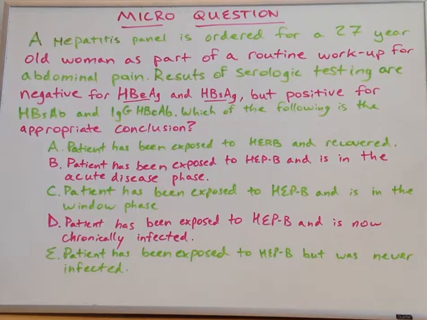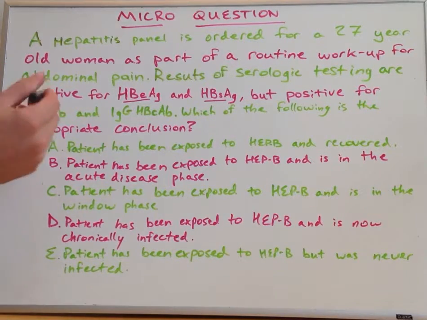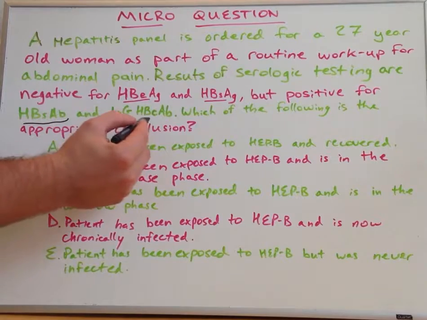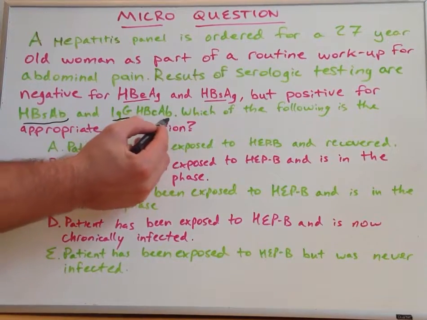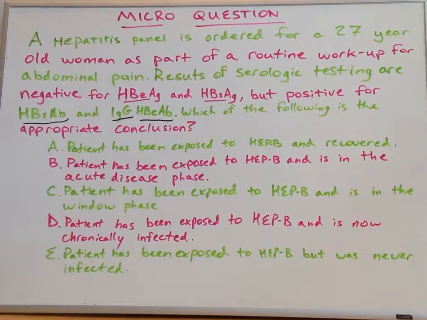And here's our next question. A hepatitis panel is ordered for a 27-year-old woman as part of a routine workup for abdominal pain. Results of serological testing are negative for HBe antigen and HBs antigen, but positive for HBs antibody and IgG HBc antibody. Which of the following is the appropriate conclusion?